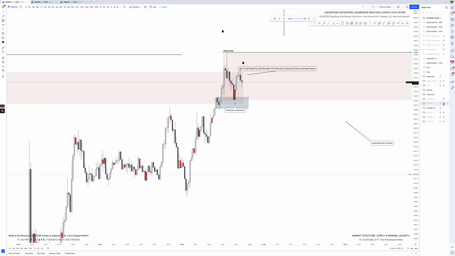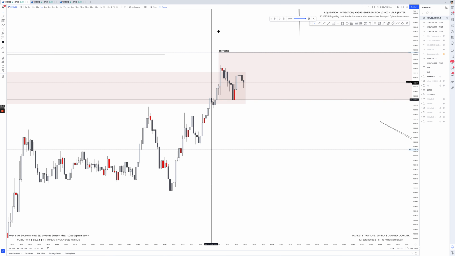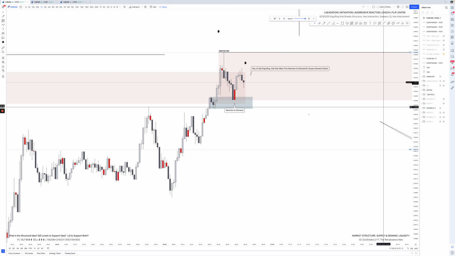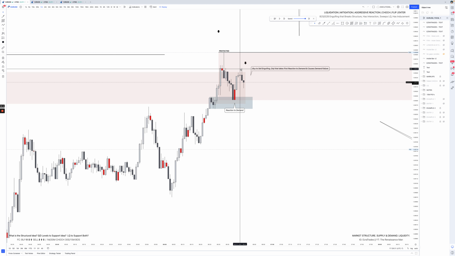Did I not mark the zone here? I thought I did. Let me see here. So here we are. What we have here is a demand. Price pushes up. Did I mark that? Yeah. Here we have a demand that pushes price up. Price comes back. We get a reaction to this demand, forms an extreme.